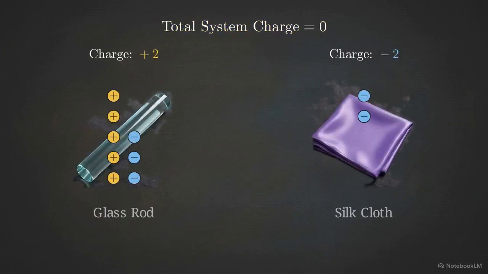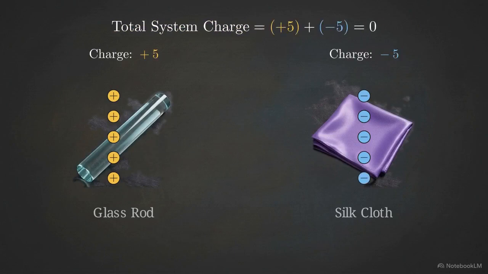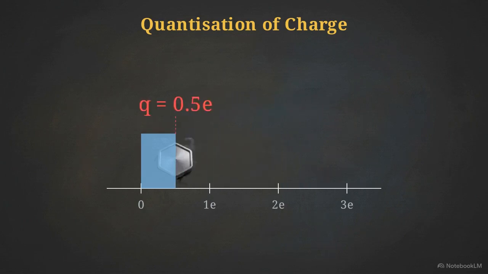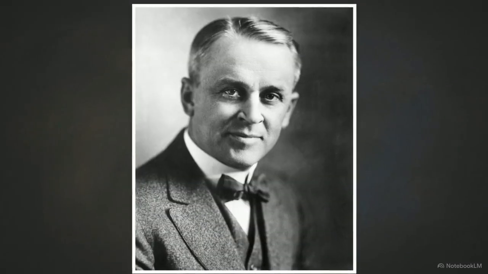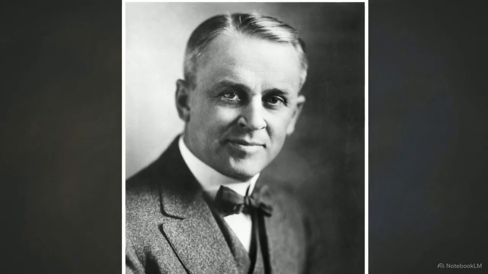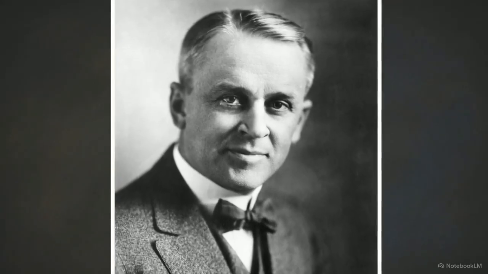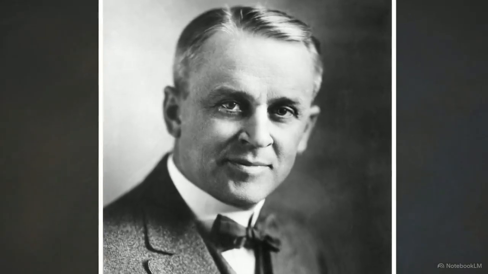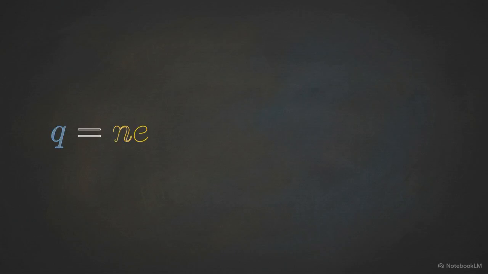Rubbing a rod with silk moves existing electrons from one to the other, meaning the total charge of the system remains constant. There is a physical limit to how small a charge can get. In 1912, Robert Millikan proved that electrical charge is not a continuous fluid, but a collection of discrete units. We express this through the formula Q equals NE.